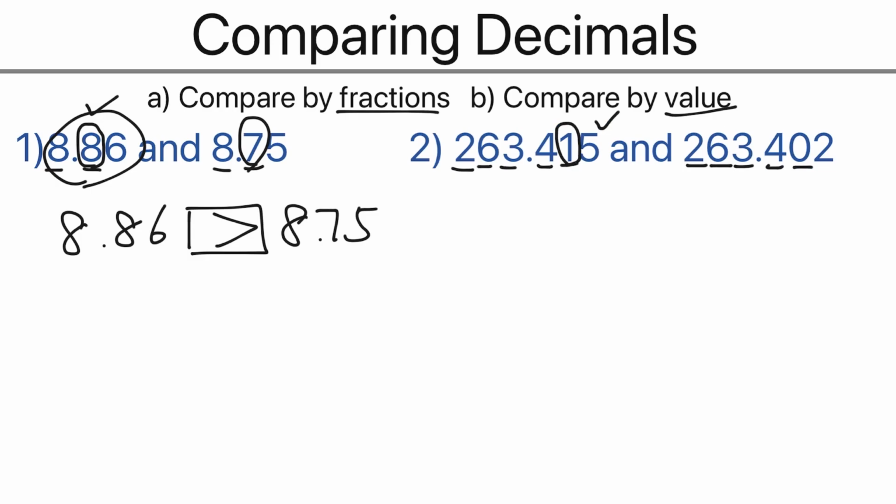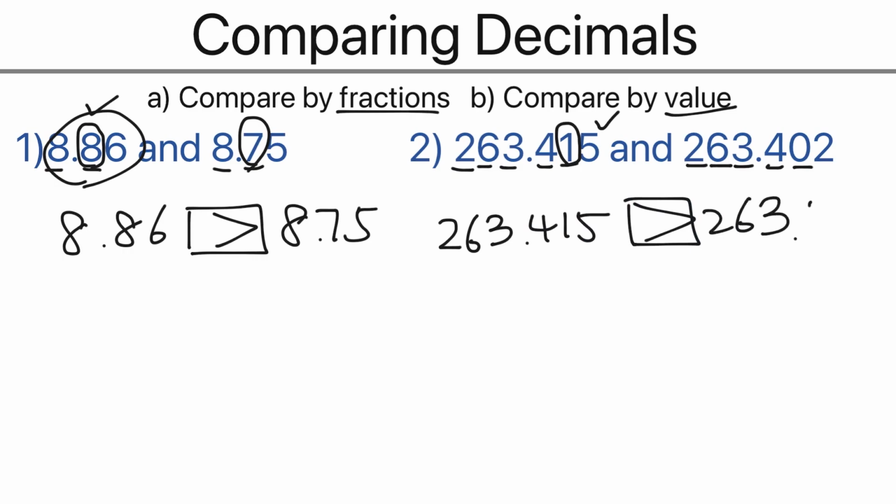And from this, we could write 263.415 is greater than 263.402. So as you can see, both methods result in the same answer. But the value method is a lot easier and faster. If you are not being asked to do it by the fraction method, I would strongly suggest that you go by the value method.